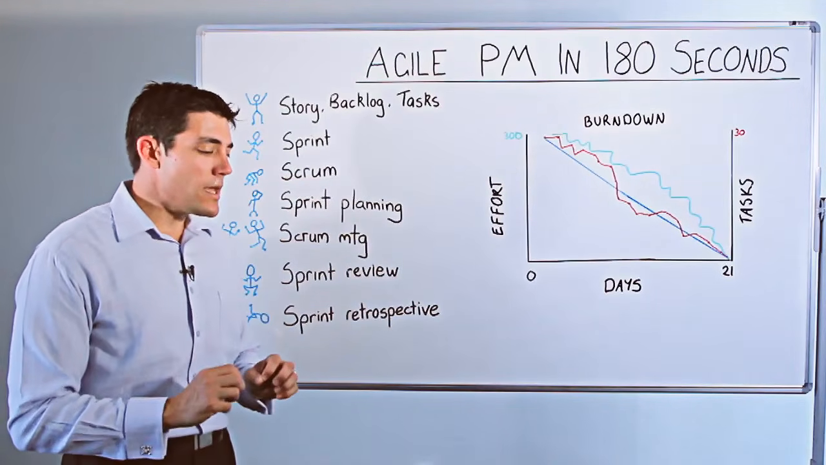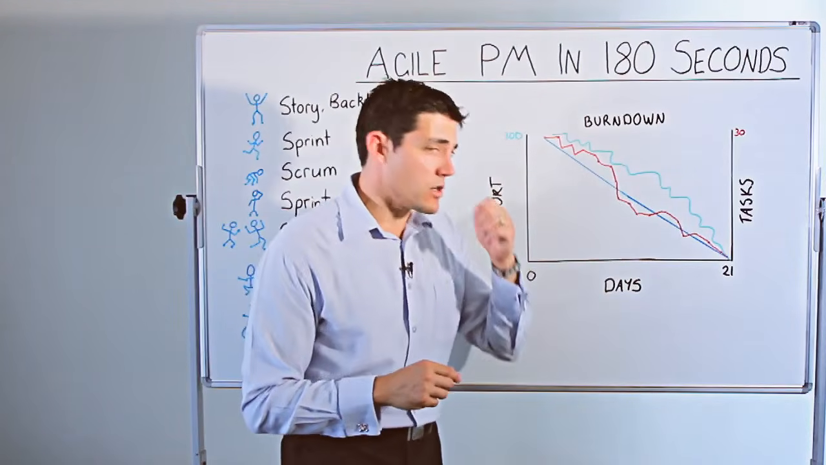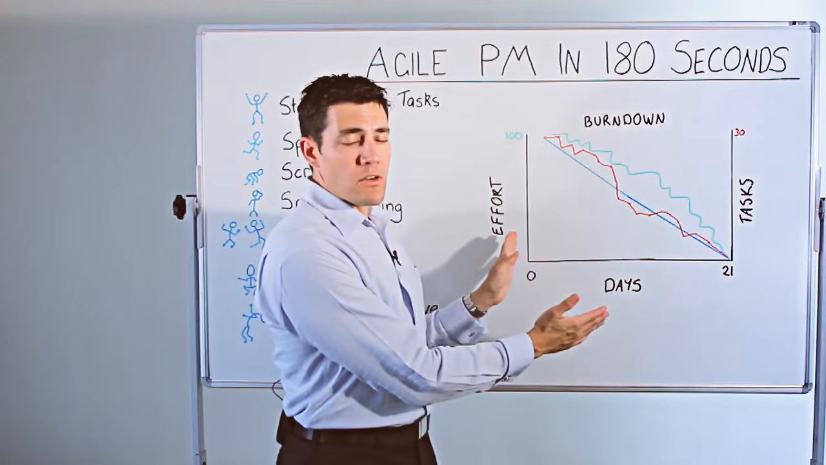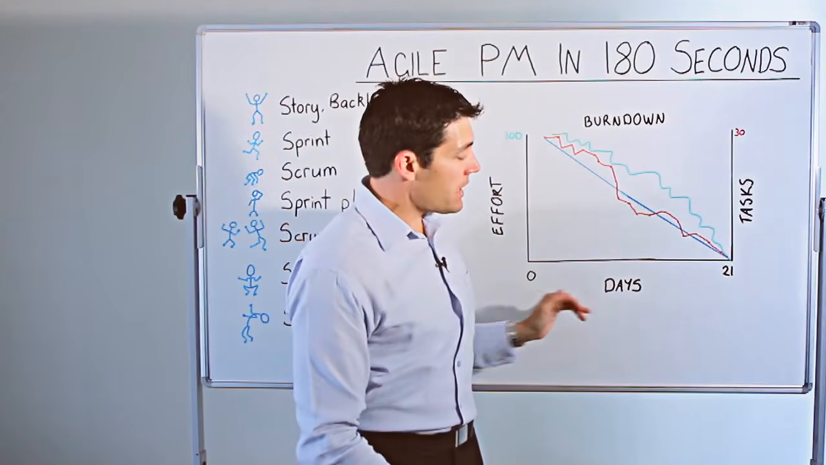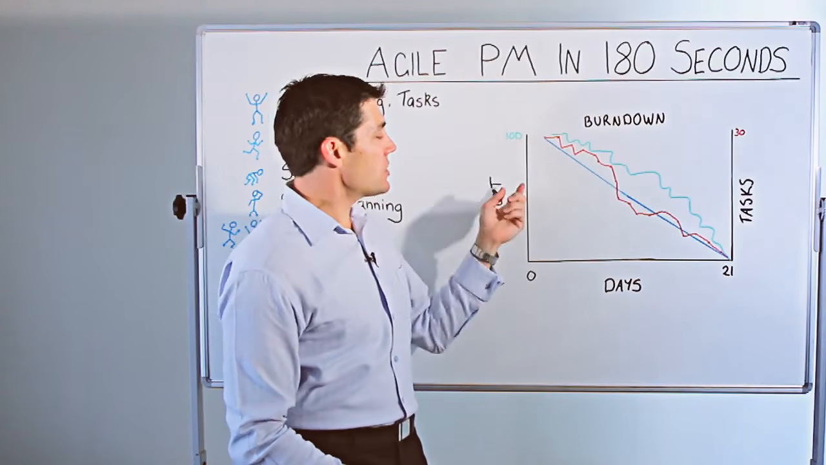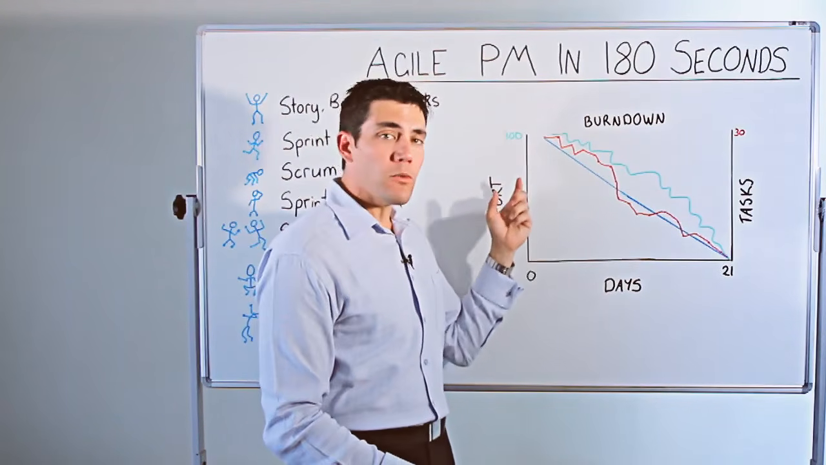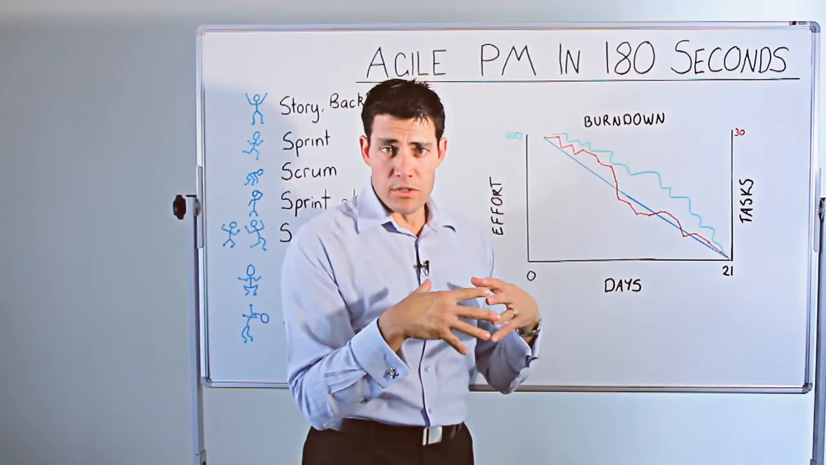The most popular way to do it is using what's called a burn down chart. Let me quickly describe this burn down chart for you. A burn down chart is really easy. It's the number of days in your sprint on the bottom, in this case 0 to 21 days. On the left-hand side, we've got the total number of hours of effort required to achieve that backlog, and that's based on the tasks that the Scrum has put together.